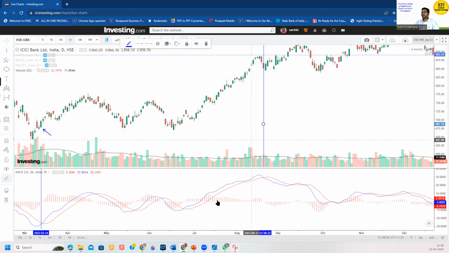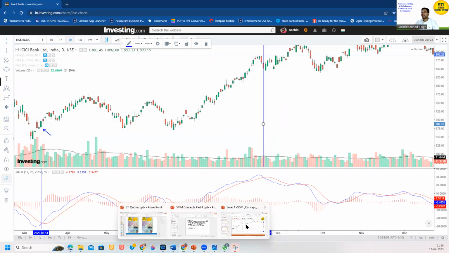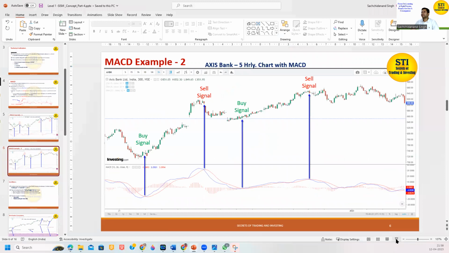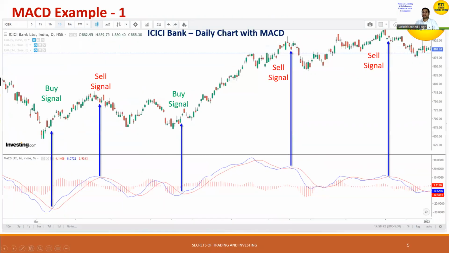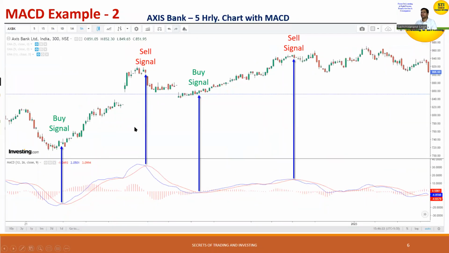So this is all about the MACD, and what we just saw was an example of ICICI Bank. There was a similar example of Axis Bank, right? If you look at this first point, this is the positive crossover, the blue line crossing over the red line, which means a potential buy signal. And whenever the blue line is crossing down the red line, it is a potential sell signal.